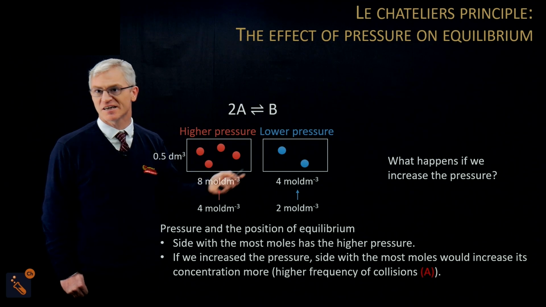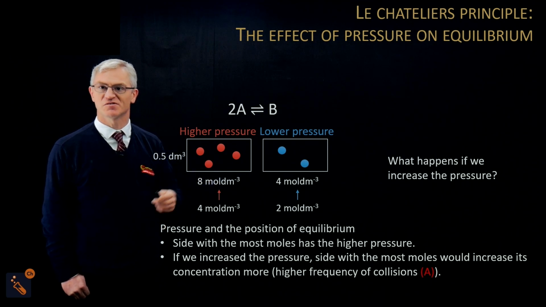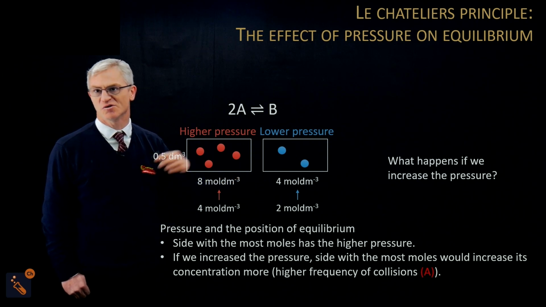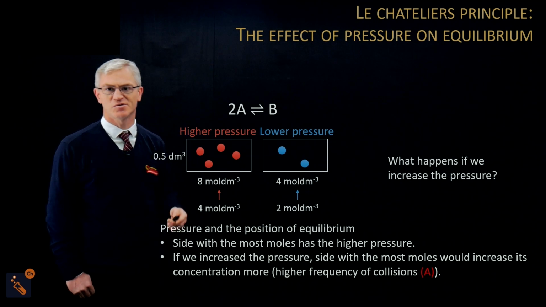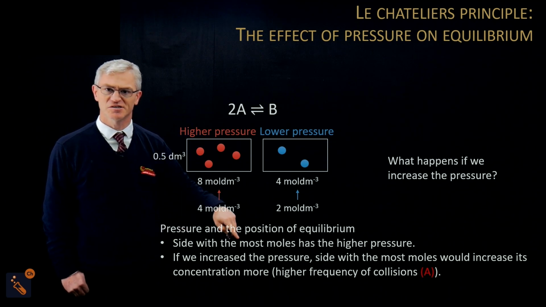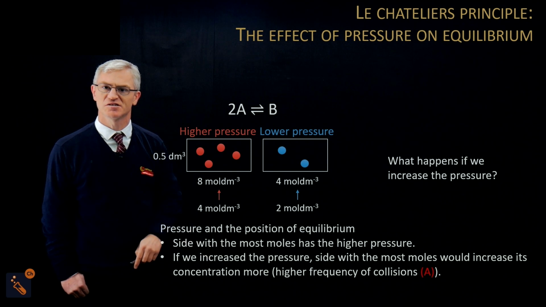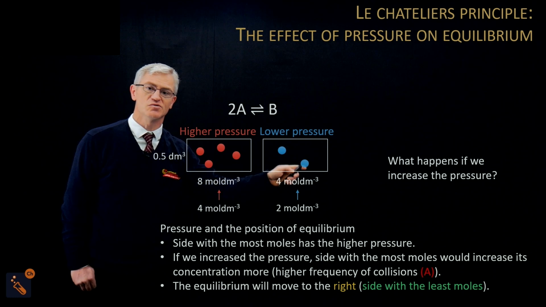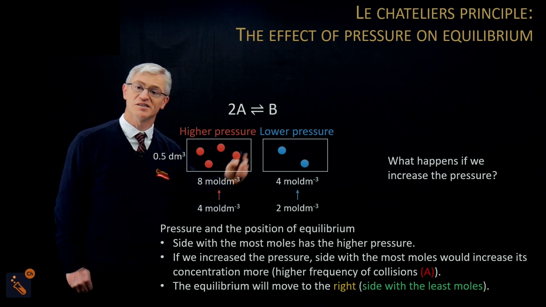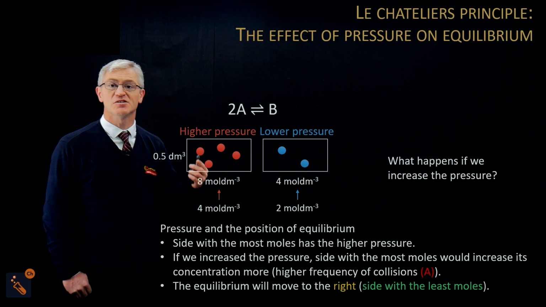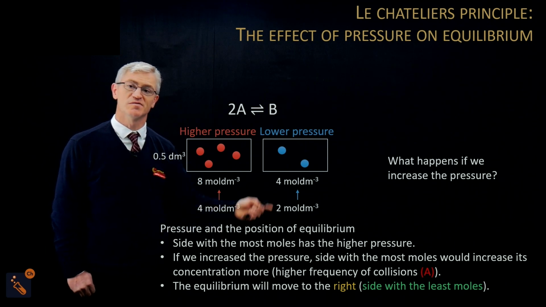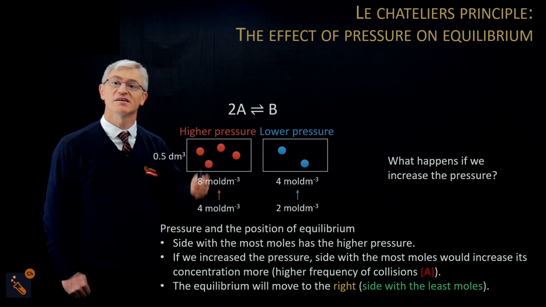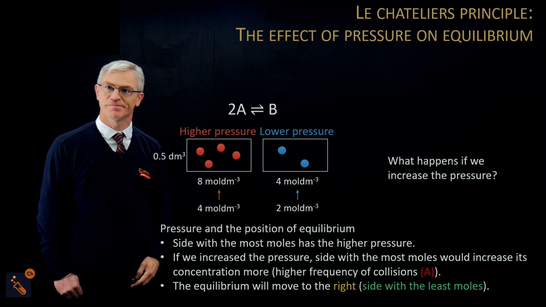Now, that's the explanation as to why it works. And if I, for example, lowered the pressure, okay, it would work in the same way, but in the opposite, so lower pressure, then go to the higher pressure side. Now, if we increase the pressure, the side with most moles would increase in concentration and have a higher frequency of collisions, but the really important thing is the equilibrium will move towards the right, and that's the side with the least moles. And if, for example, you decrease the pressure, the equilibrium would move to the left, which in this case would be the side with the most moles, and increase that pressure.